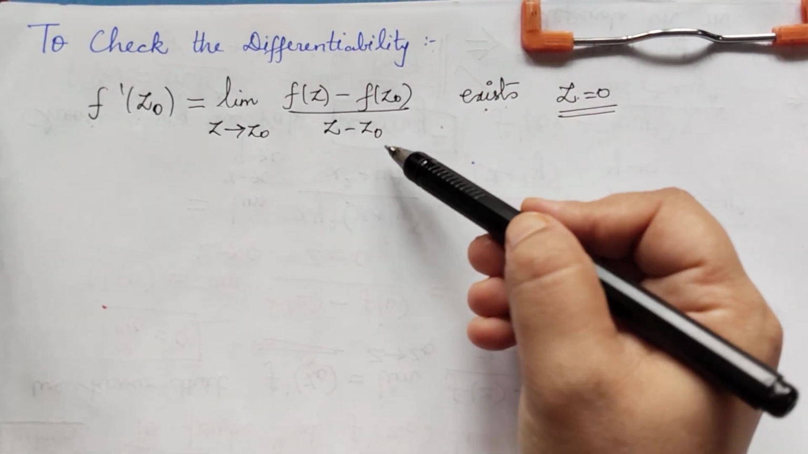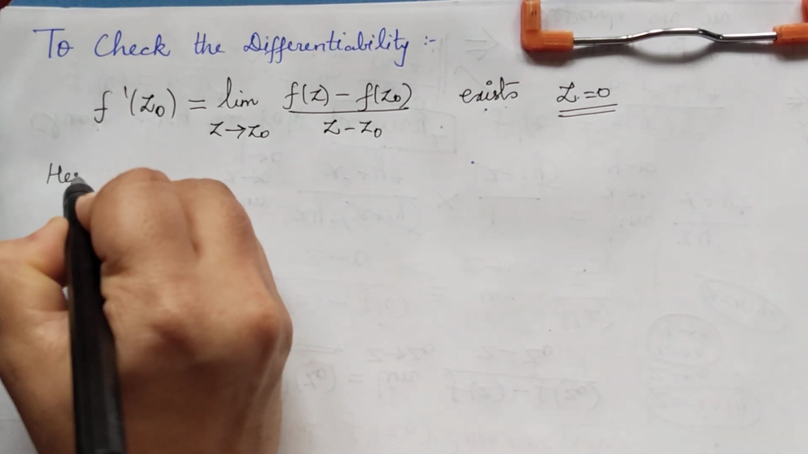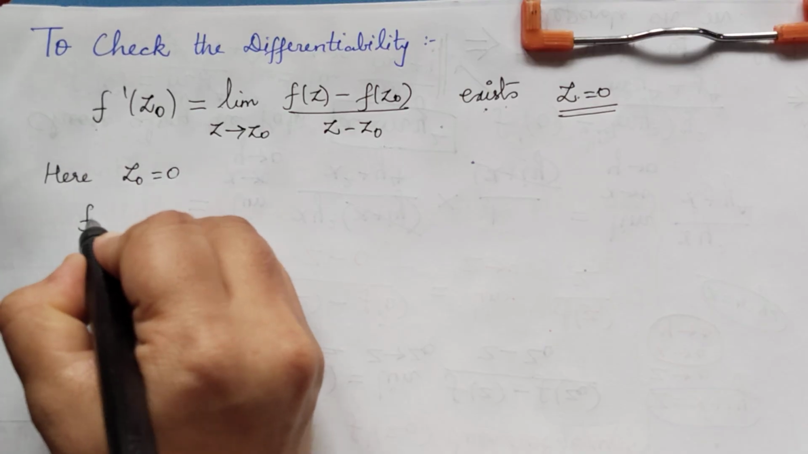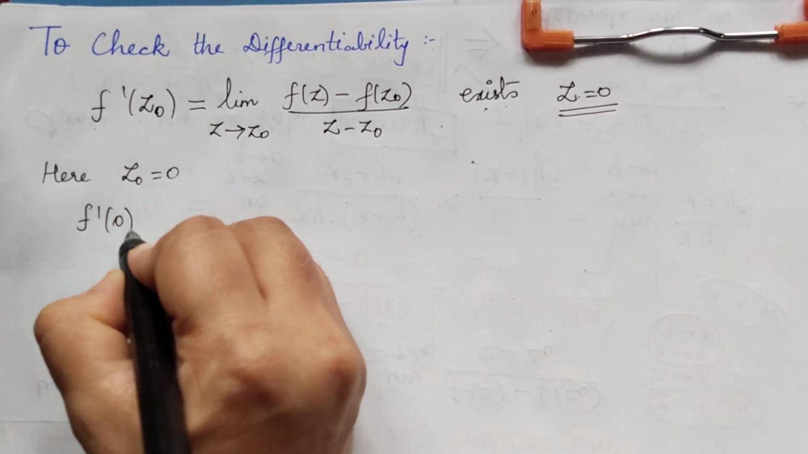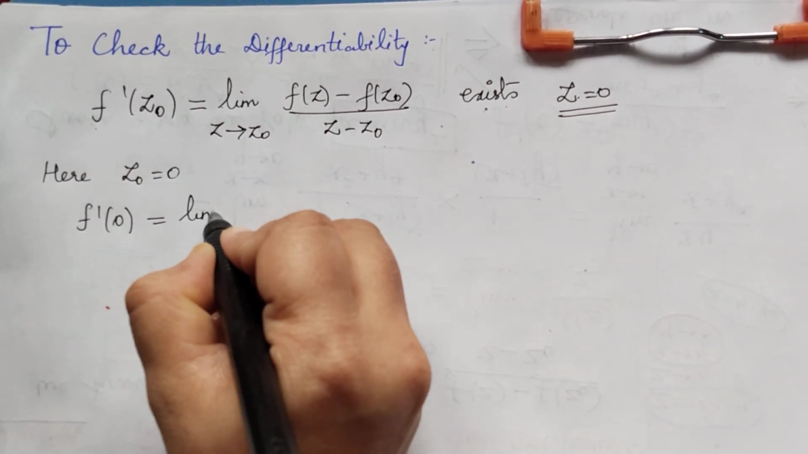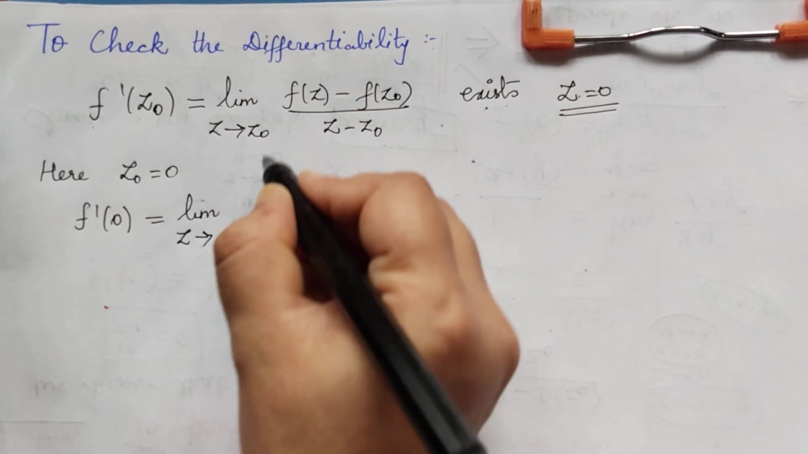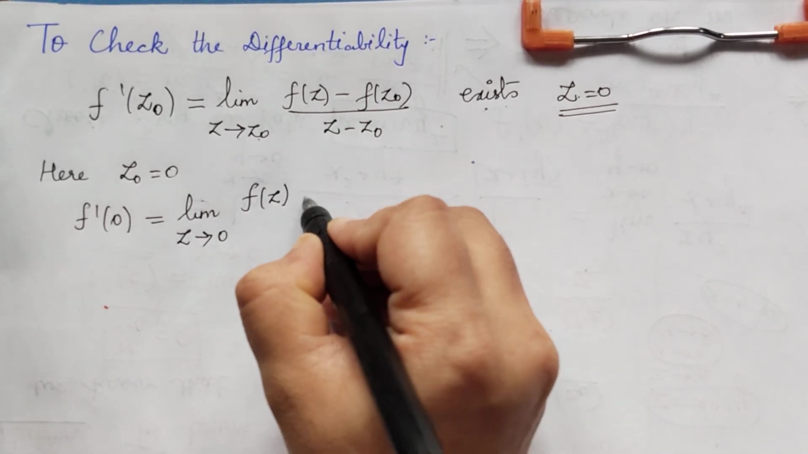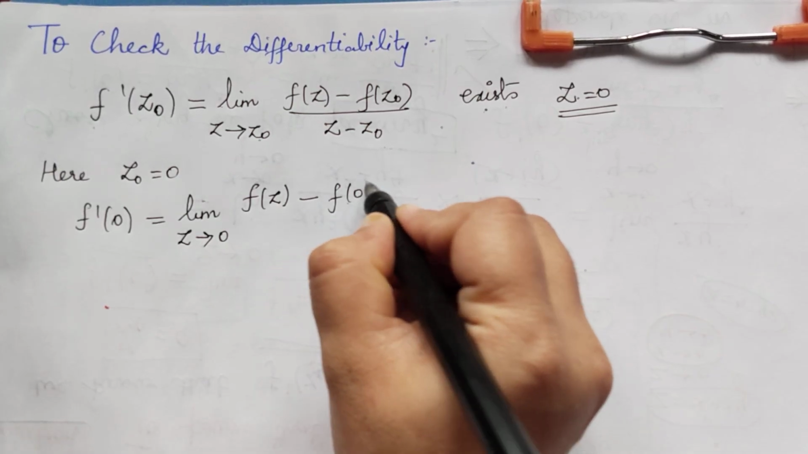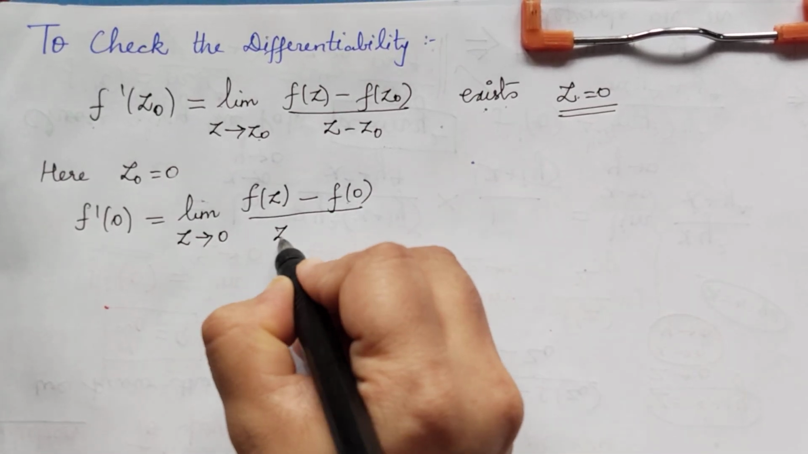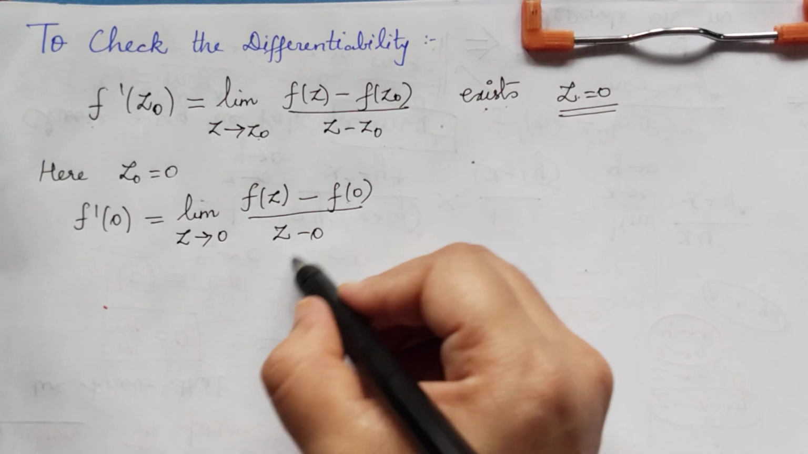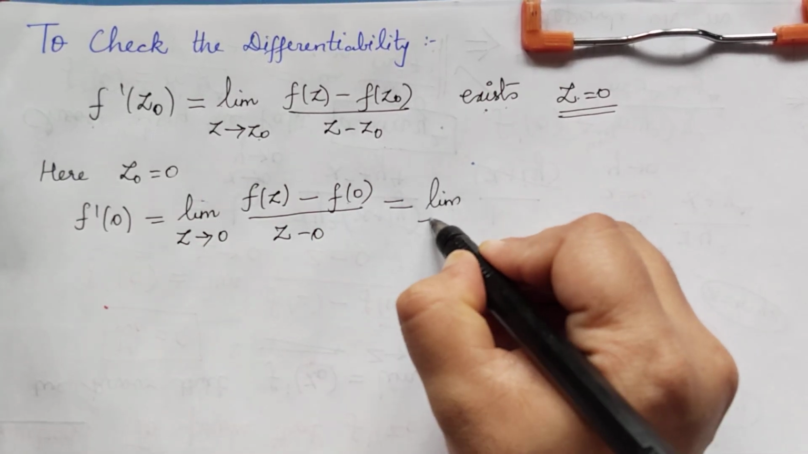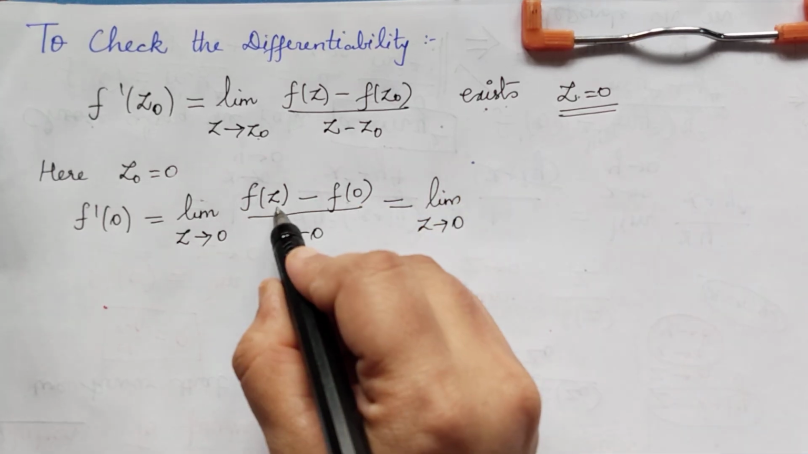So let us check the existence. Now here we have z naught equal to 0. Therefore f dash of 0: at the place of z naught we will substitute 0. Limit z tends to z naught, so z tends to 0, f of z minus f of z naught, which is f of 0, divided by z minus 0. Now we shall substitute. So this is equal to limit z tends to 0. What is f of z?